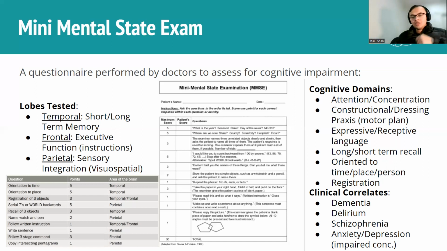If they're unable to button up their shirt, that's an impaired dressing praxis. Expressive and receptive language: one is where you're able to express yourself and speak, and one is being able to understand what someone's saying. And so that's two types of cognitive domains that can be impaired.